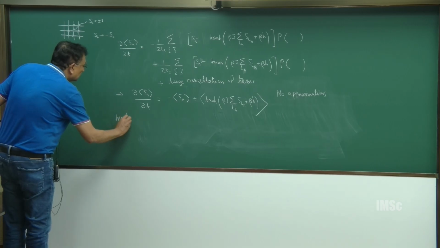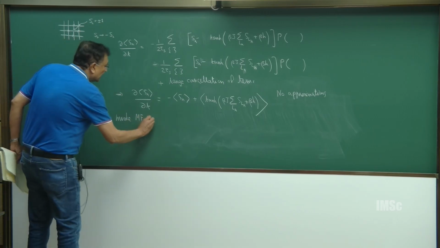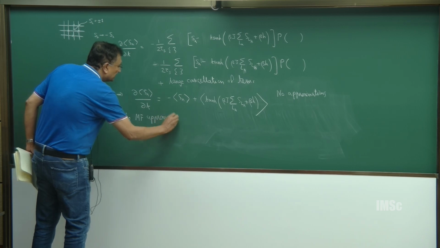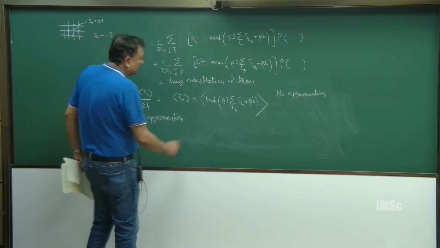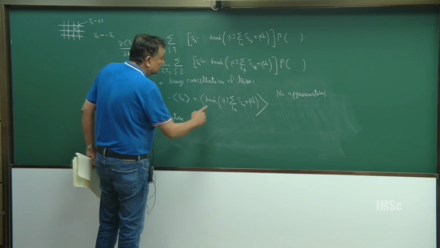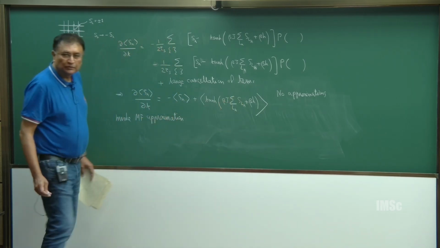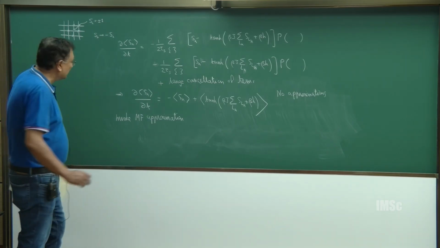So, you invoke the mean field approximation, and the mean field approximation is a brutal one, but basically gives a closed form equation. Basically, you say that the expectation value of this horrible function is tanh of the expectation value of that. Okay. That is the mean field approximation. I am neglecting all higher correlations.